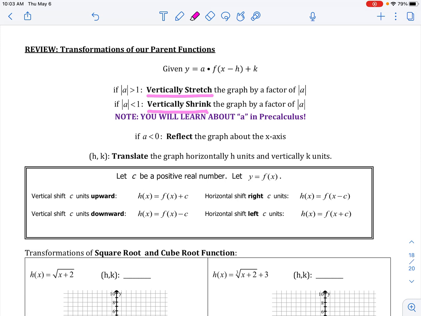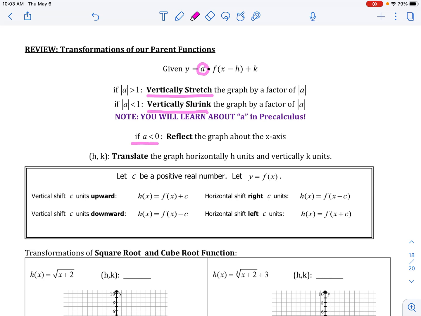That A value in front, we briefly talked about it with quadratics, parabolas. Our parabola can be a wide, stretched parabola. It can be a narrow, thin one. And that A value in front of x squared determines that. You're going to learn more about that next year.